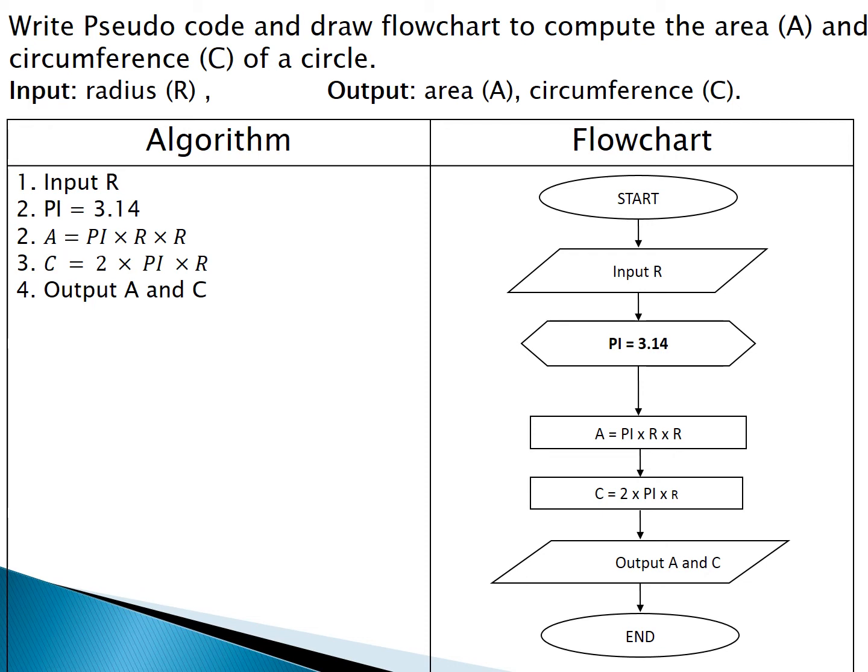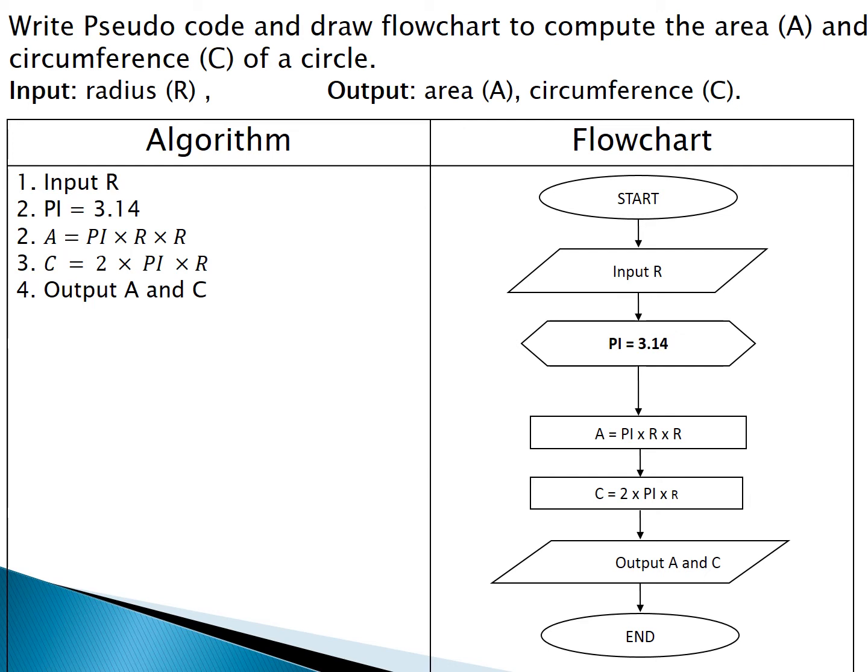Please see the algorithm. Step 1: I am using input R. R means radius. Another one we have to input is pi. Pi is nothing but 3.14. A equal to pi multiply radius multiply radius, that is pi multiply R multiply R. Then circumference. The formula of circumference is 2 multiply pi multiply R. Output area and circumference.